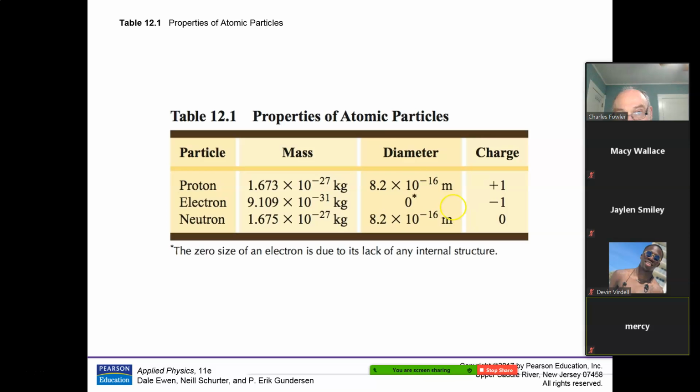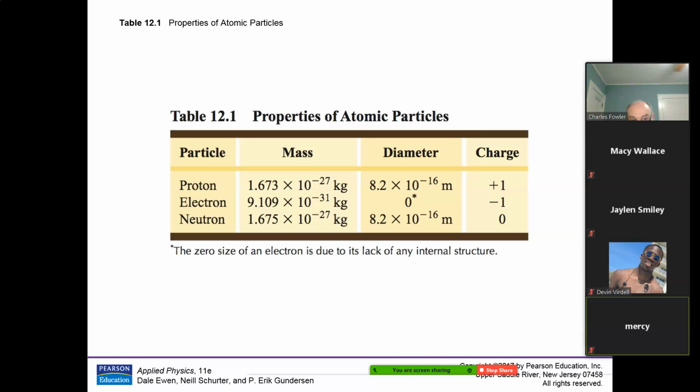Here are some properties of these atomic particles. Now we're going smaller than an atom. Remember, an atom is as small as you can get to be an element, but an atom is made up of smaller particles. And these are on your page 311. We've already talked a little bit about these. I haven't mentioned 2 of them, I've only mentioned 1.